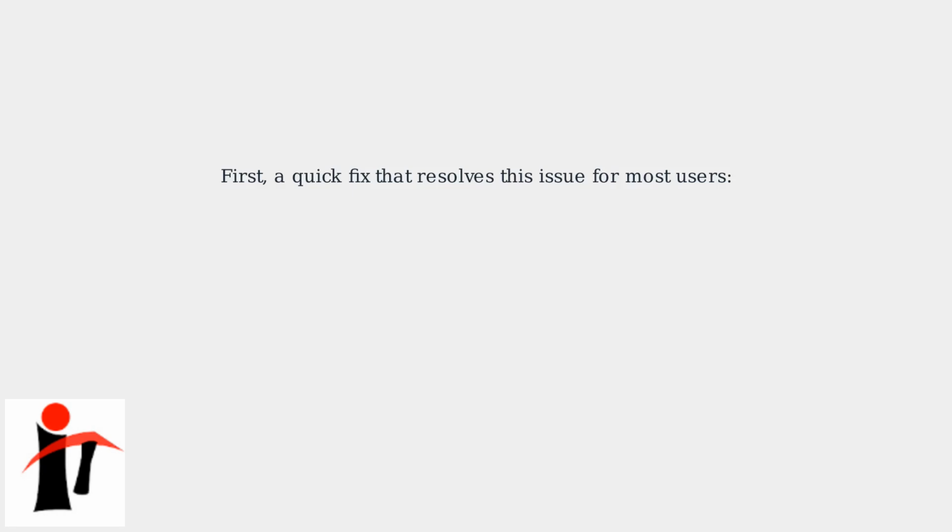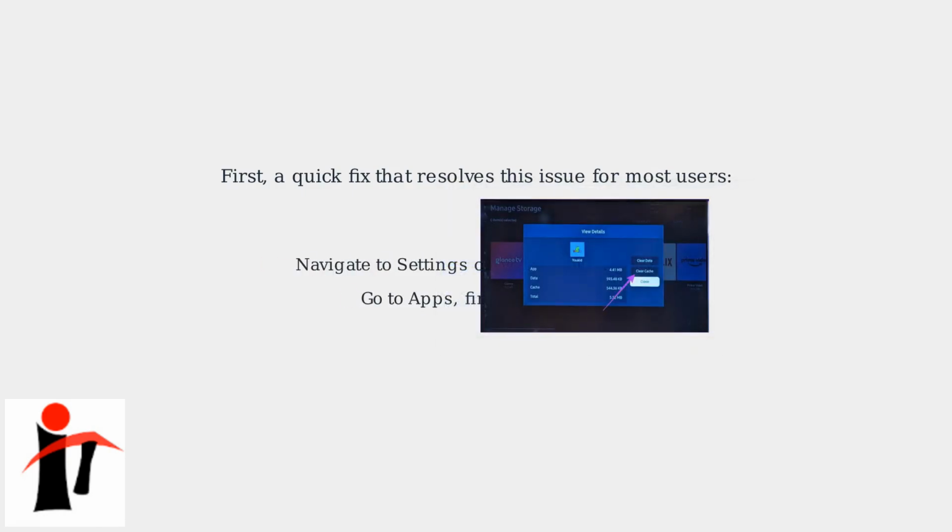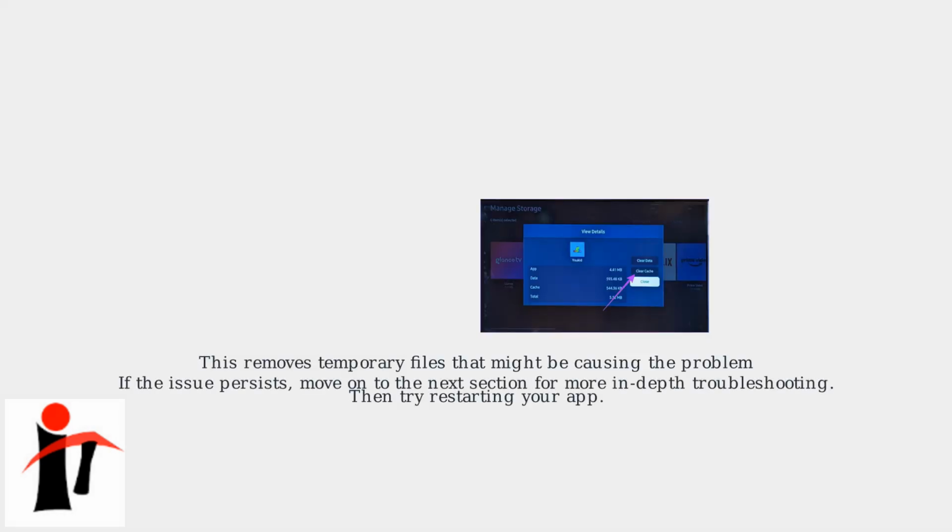First, a quick fix that resolves this issue for most users is to try clearing the app's cache. To do this, navigate to Settings on your Samsung TV, then go to Apps, find Spectrum, and select Clear Cache. This removes temporary files that might be causing the problem, and then try restarting your app. If the issue persists, move on to the next section for more in-depth troubleshooting.